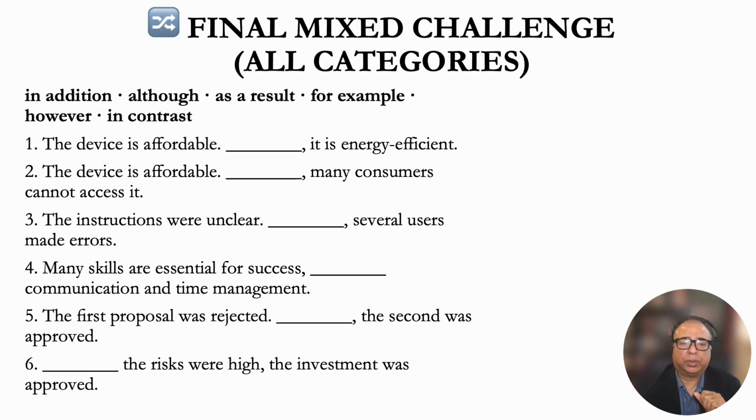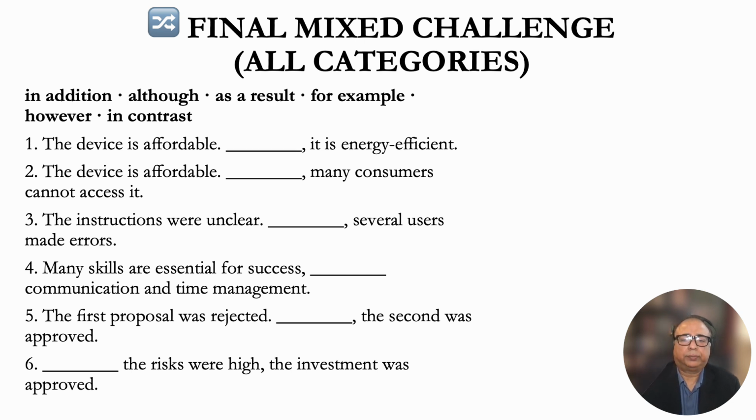Final mixed challenge for you. All categories. I wanted to test your knowledge of everything you've learned so far. Do you remember? Addition, clarification, intensification, cause and effect, denial of expectation. All right, so in addition, although, as a result, for example, however, in contrast. Can you fill in the blanks using these linking words? Pause the video now. Okay, this is the last exercise, and then I'll leave you with a challenge. All right, complete the exercise, and here are the answers.